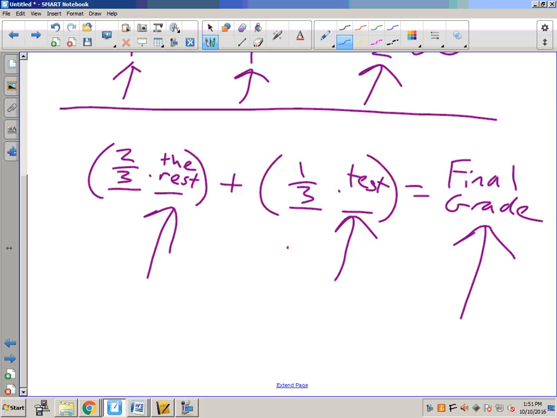Now, what do I need you to be able to do on Friday on a quiz? If I gave you a list of 3 or 4 grades, and then how much each one was worth in terms of your overall grade, could you find me a weighted average for those 3 or 4 grades? Would you feel comfortable doing it? We'll review that on Thursday.